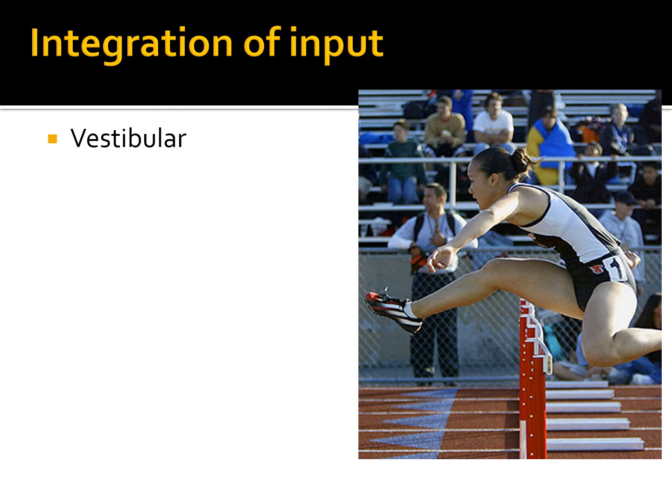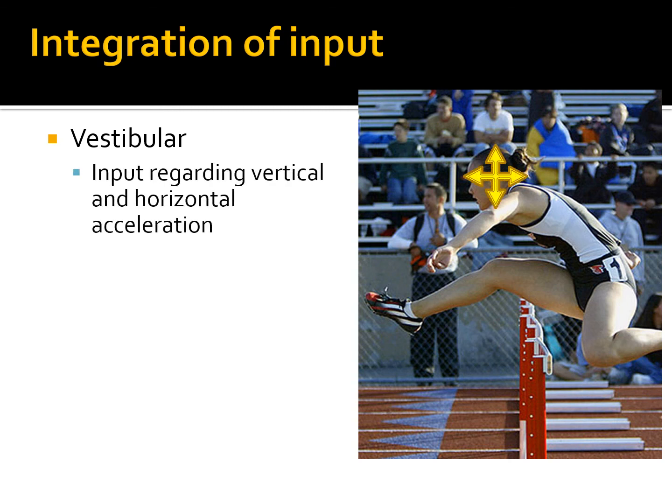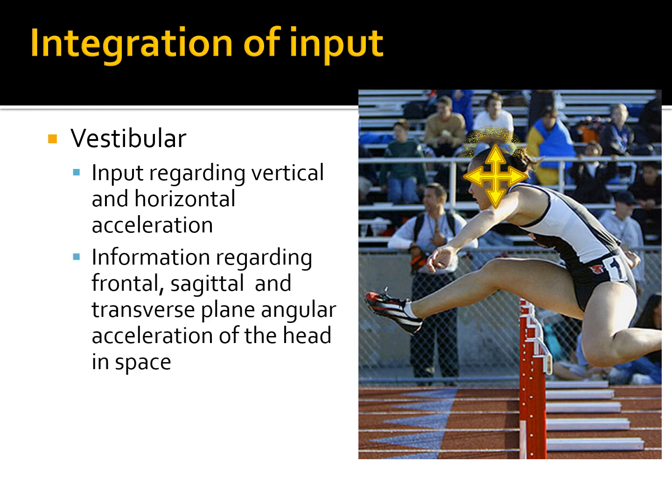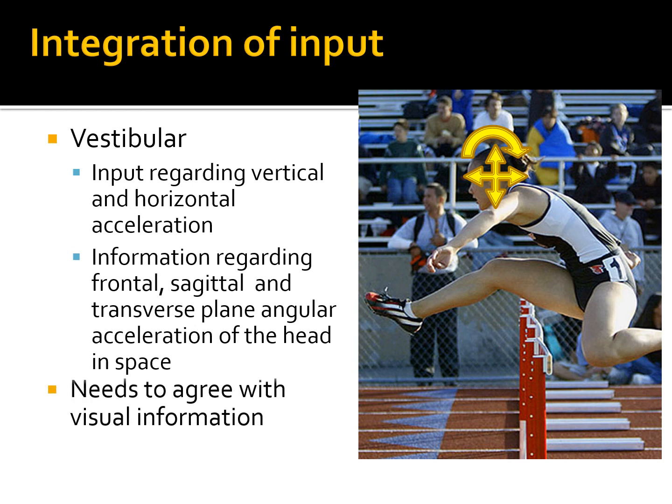We described the vestibular sense before. So the athlete needs to have input regarding the vertical and horizontal acceleration. Remember, the vestibular sense organs are exclusively in the head, so that's the sensation. She's also getting information regarding frontal, sagittal, and transverse plane acceleration of the head, but luckily for us, it is wired to the visual system and to some extent the motor system as well.